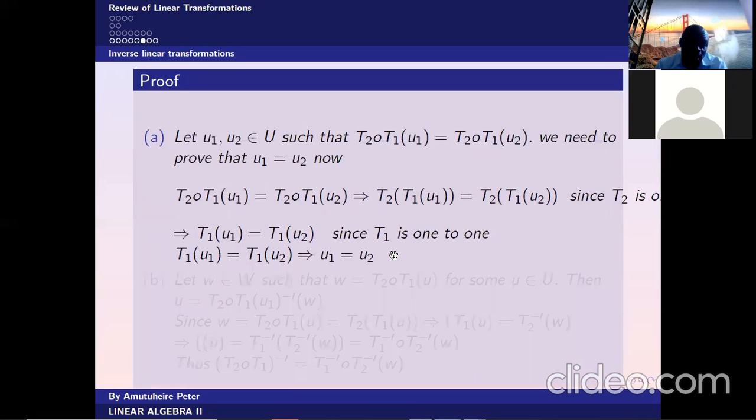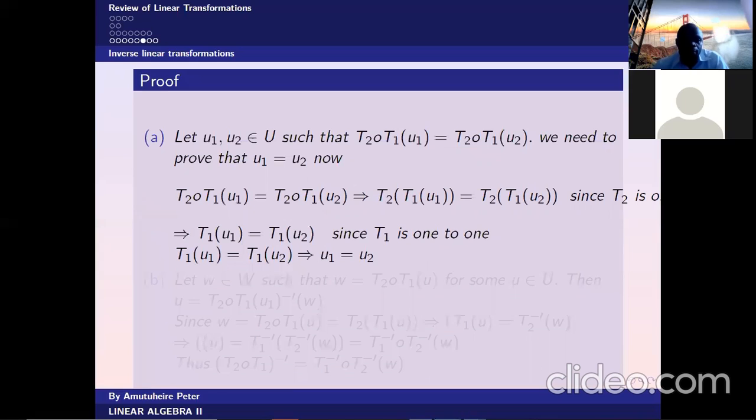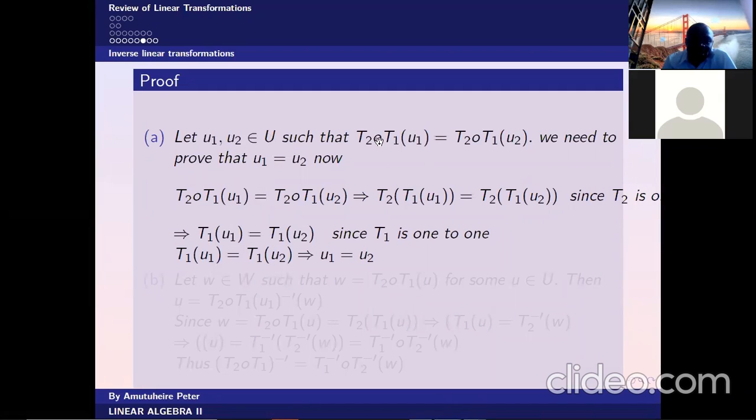So this theorem can surely be proved, and we are going to go through the proof. For the proof, one, we want to show that this is 1-to-1, where the definition that we looked at in linear algebra 1 comes in. We let U1, U2 be two elements in U, such that their images under this composition are equal.